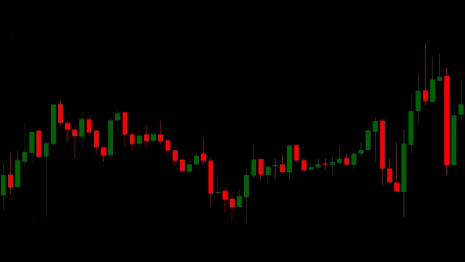Try opening your charting software now and see if you can identify any of these patterns. We'll get into some more easy to identify patterns next time.